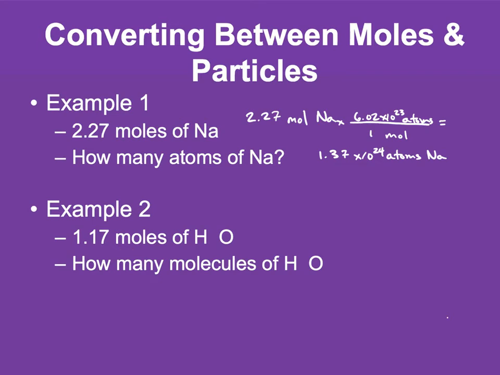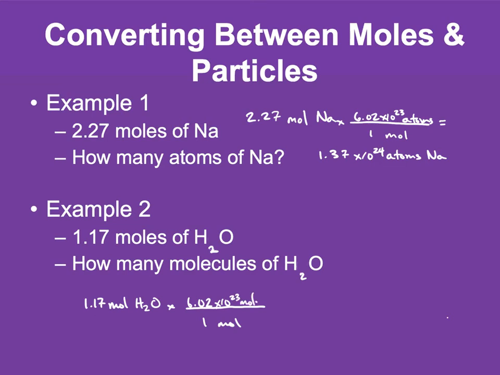And another problem, if you had 1.17 moles of water, H2O, how many molecules of water is that? Well, once again, we have 1.17 moles of H2O. That's how we write it. MOL is the abbreviation that you will see. We need to get rid of the unit for moles, so that's going to go on the bottom, per every 1 mole. And that number is 6.02 times 10 to the 23rd.